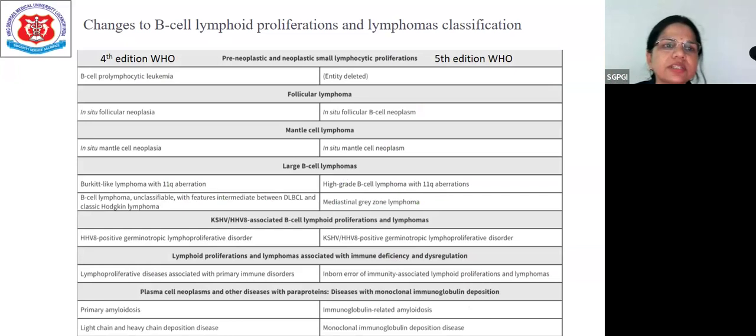So initially in the 4th edition, we had a category of B-PLL, that is B-cell prolymphocytic leukemia. This entity has been deleted now, and most of the cases that were in the B-PLL category are now classified under mantle cell lymphoma or into the cases of CLL with prolymphocytic conversion. Similarly, there is a category of B-cell lymphoma unclassifiable with features between DLBCL and classical Hodgkin's lymphoma. They have been reclassified into mediastinal gray zone lymphoma.